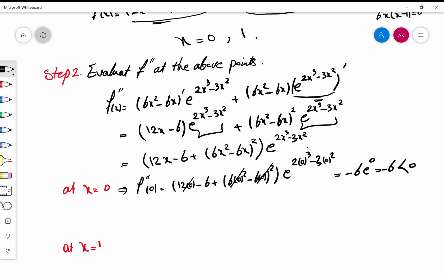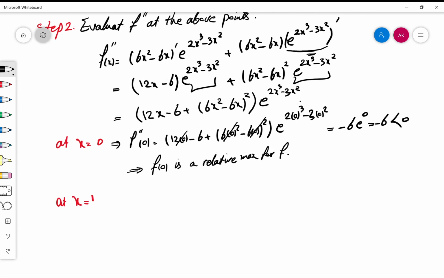It's a negative number. If f double prime is negative, the second derivative test says that f at 0 is a relative max for f.